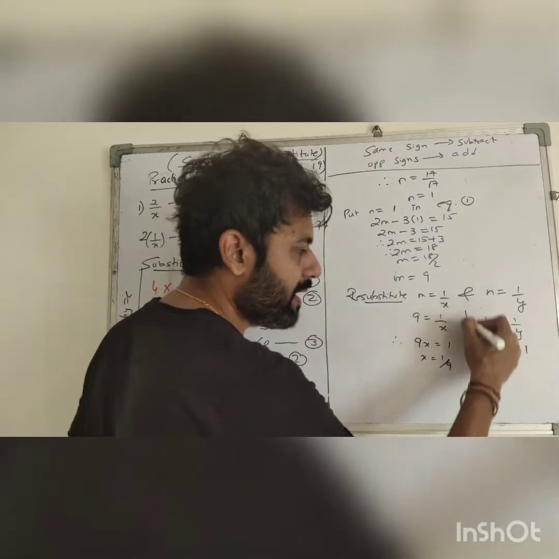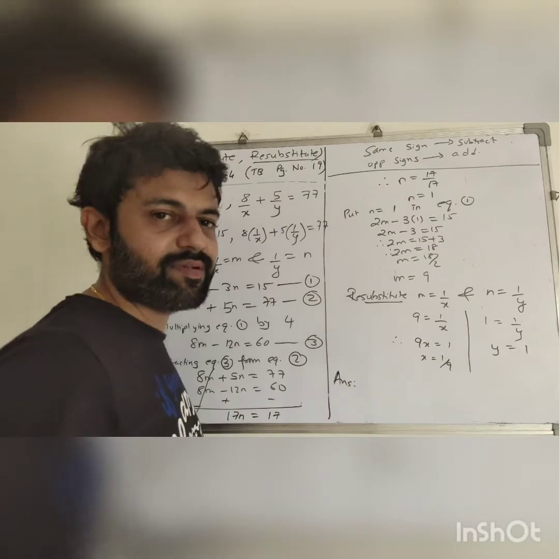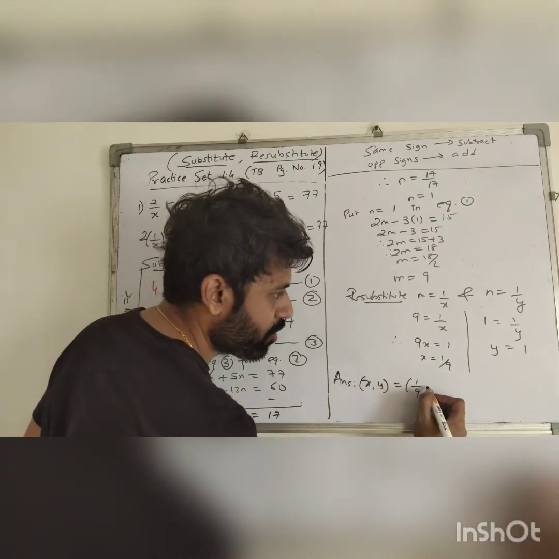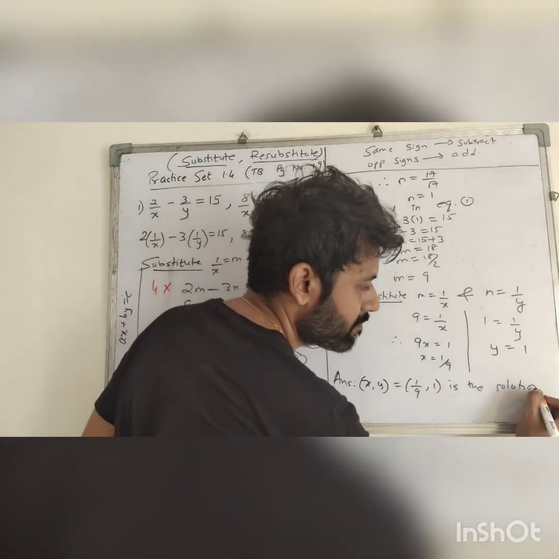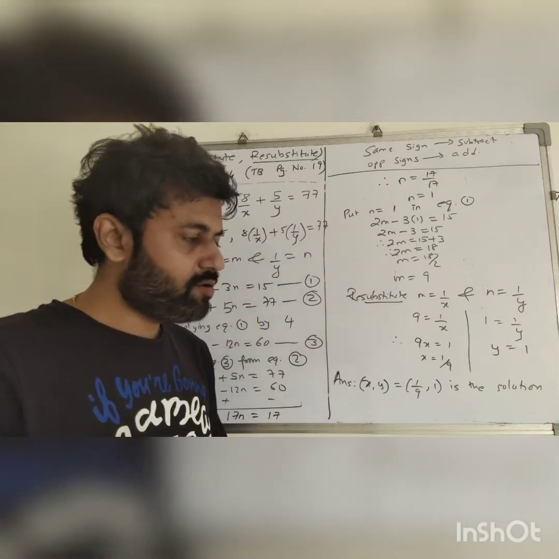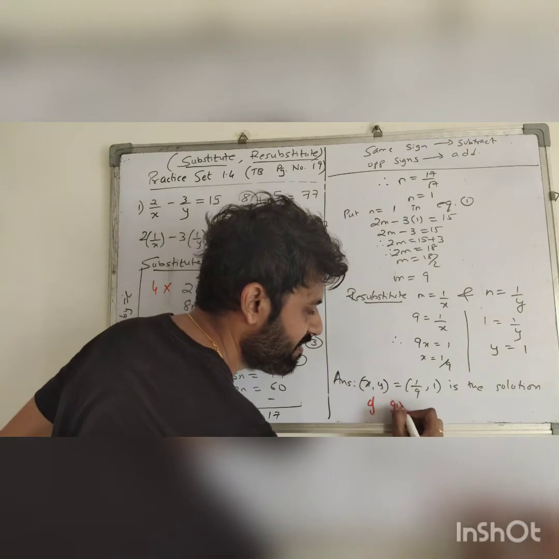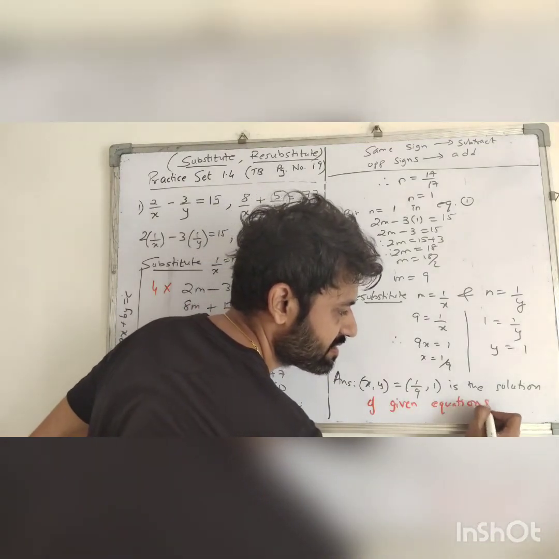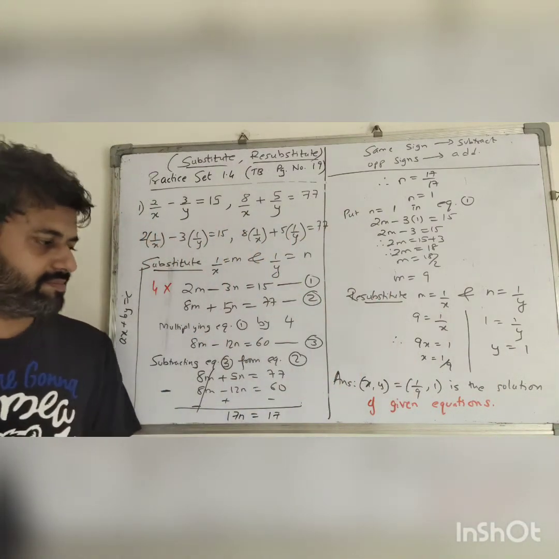If you want, you can make a partition like this. Remember, you have to always write the answer in a statement. x comma y is equal to 1 upon 9 comma 1 is the solution. If you want to write further, you can write it, is the solution of the given equations. Writing up to here will also be fine. Please check this.